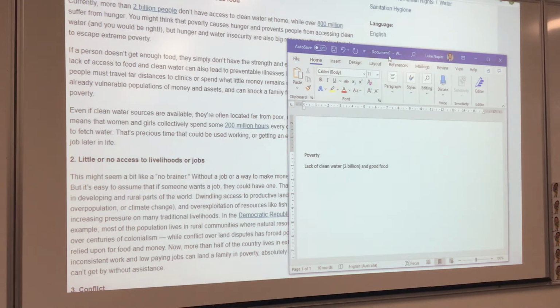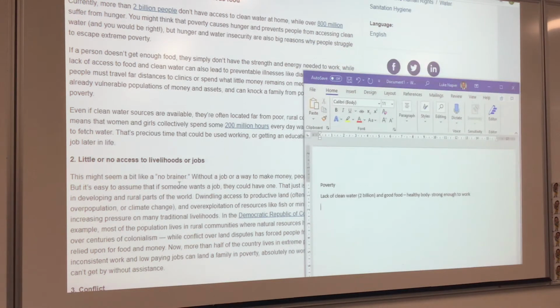Does anyone have any ideas? Samantha? They might not be able to stay healthy because they don't have it, because they can't get a good job or do the certain things that they need to do to get money. Yeah, good. So here, for me, I would say that has a lot to do with having a healthy body so that you can be strong enough to work, or even to function. So then I go to my next one.